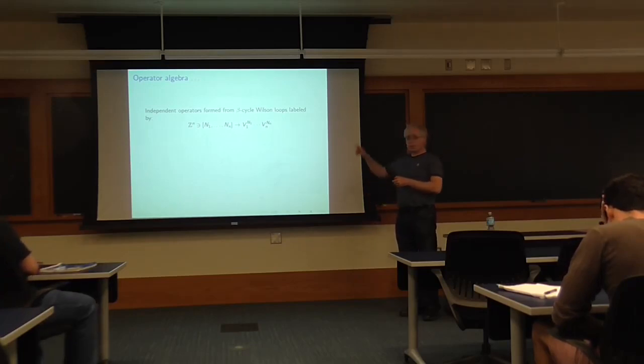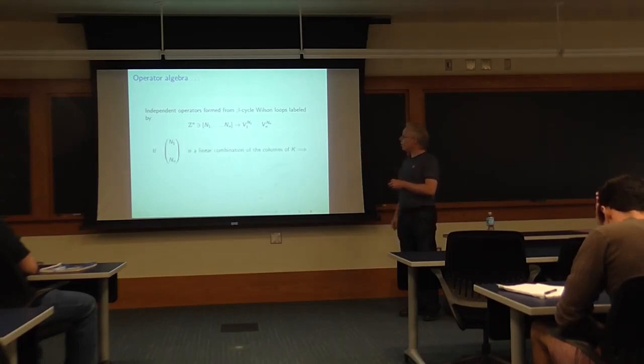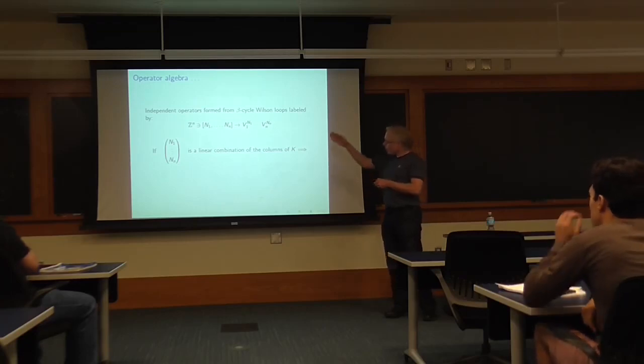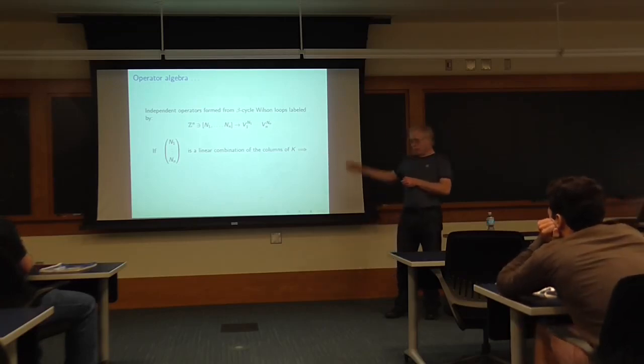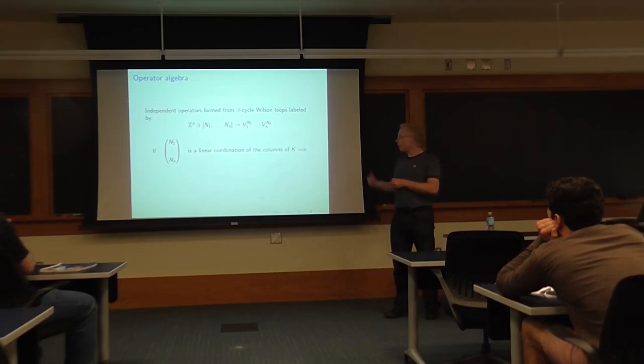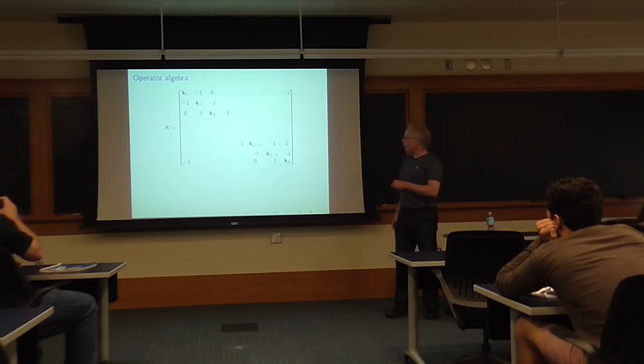The vector of integers translates to a vector of powers in the Wilson loops, in the fundamental Wilson loops. And like I said, if the vector of integers happens to be a linear combination of the columns of the coupling constant matrix, then we're supposed to identify these powers with one. The coupling constant matrix is that.